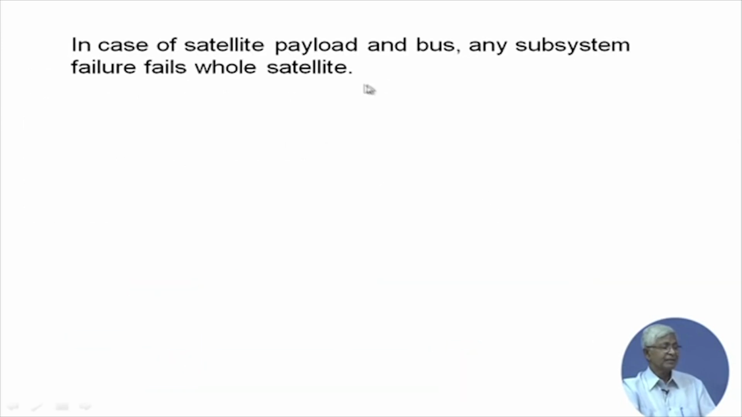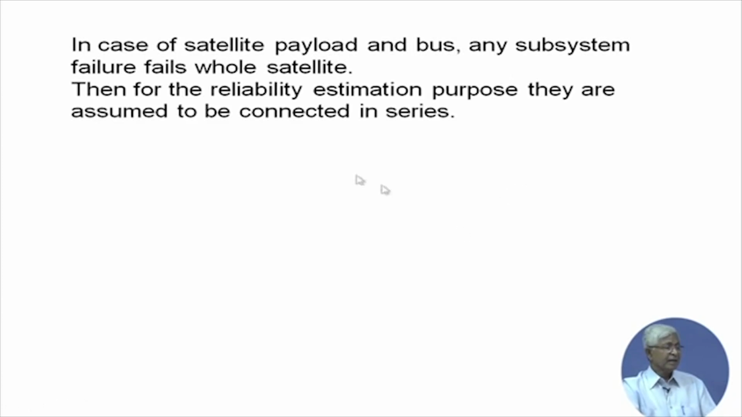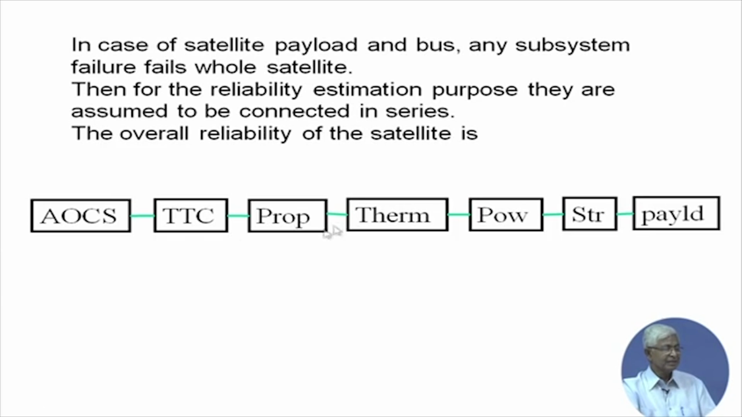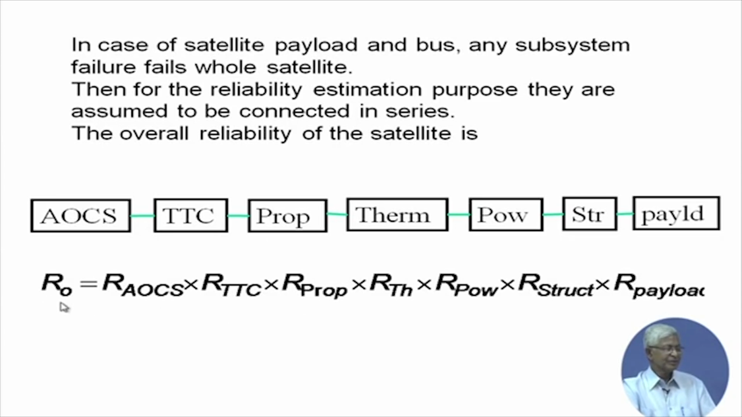In the case of satellites, all the subsystems, payload and others, have certain failure rates, and all the reliability estimation is done as if they are connected in series. So, the overall reliability of the satellite is as if AOC, TTC, propulsion, thermal, payload, everything is connected in series, though physically they are not connected in series. It is for reliability purposes. So, the overall reliability of the satellite is the multiplication of the individual reliabilities.